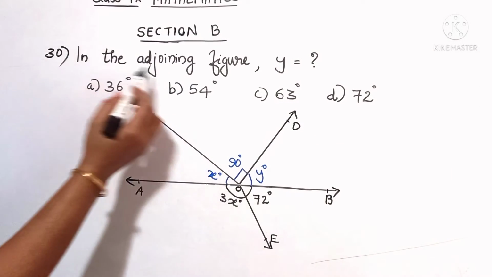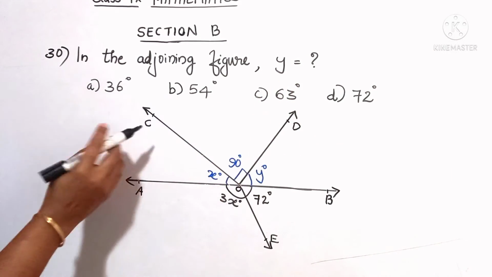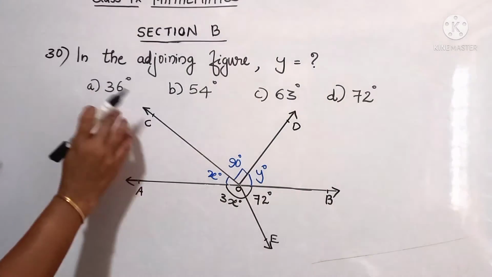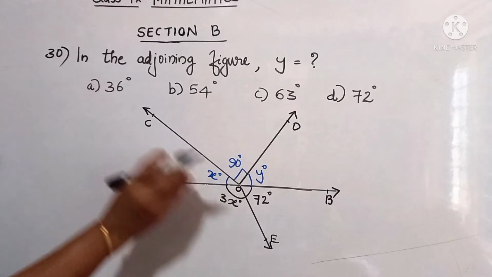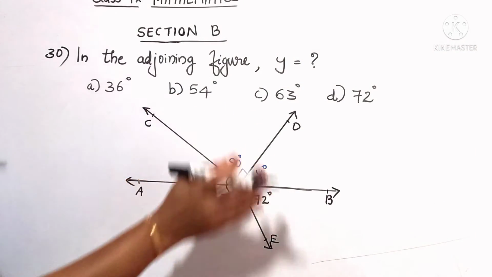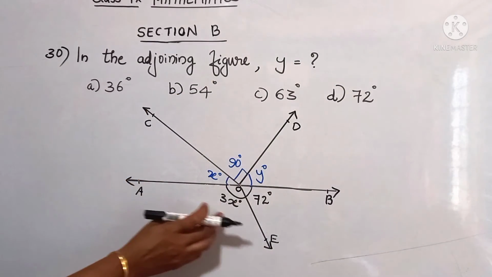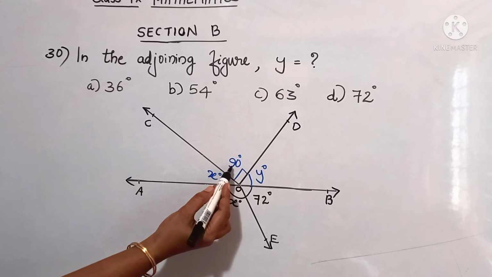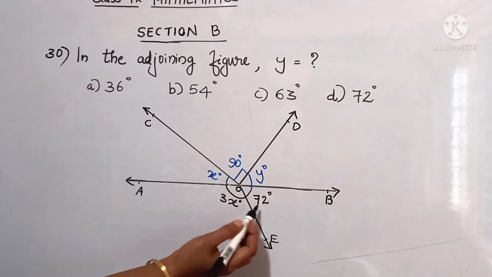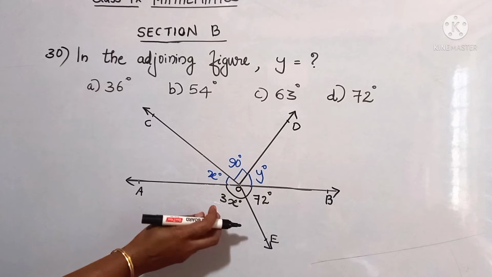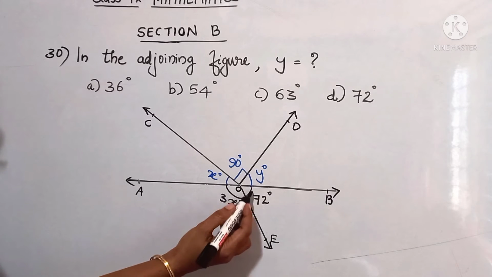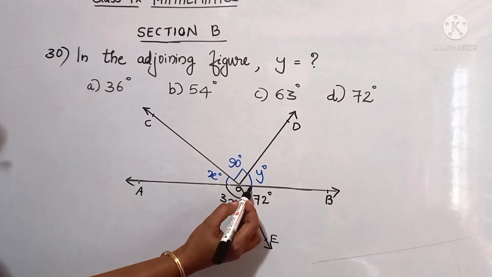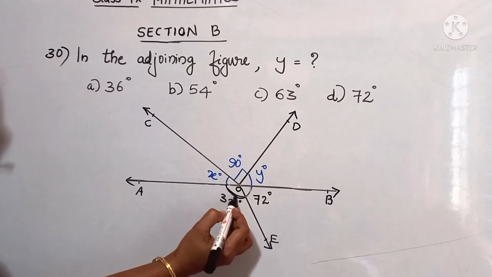Question number 30. In the adjoining figure, we have to find the value of y. The options are given here. So we have to observe the figure and find the answer, then choose the answer from the options. Here it is given x degree, 90 degree, y degree, 3x degree and 72 degree. First we have to find x. See here 3x plus 72. So observing this we could understand.